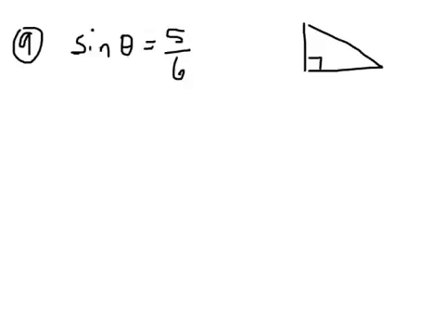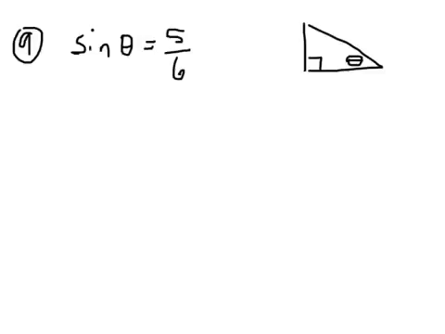Let's look at some of the problems in different sections here. I'll start with number 9. If sine of theta is 5 over 6, what they want us to do is sketch the right triangle. So let's go ahead and make a right triangle. Let's label an angle theta so that we've got something to work with. Use the Pythagorean identity to determine the third side of the triangle and find the other 5 trig functions of theta.